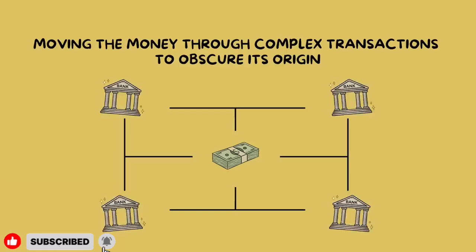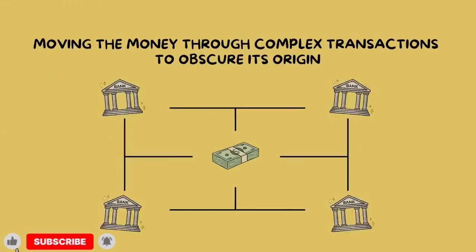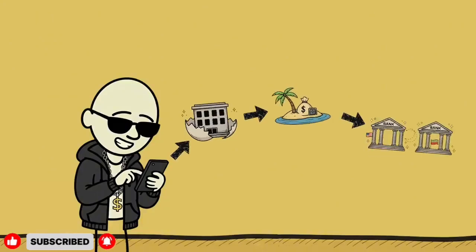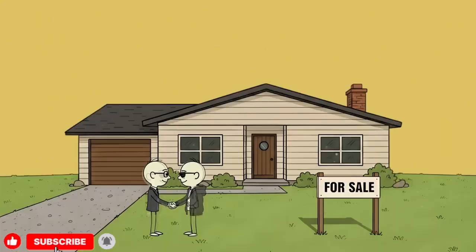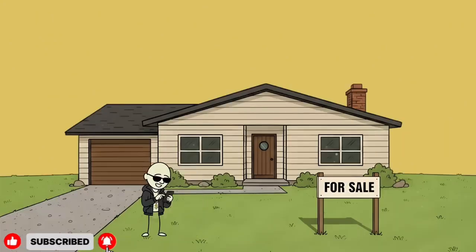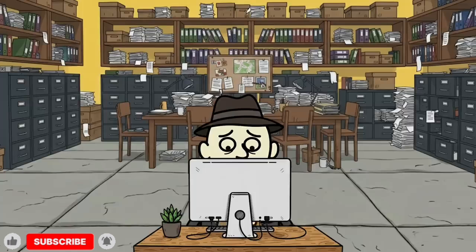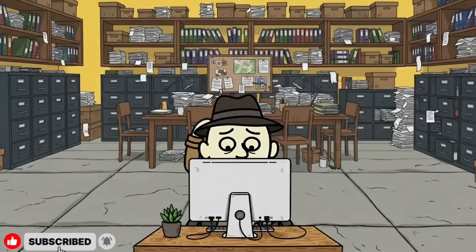Next comes layering, moving the money through complex transactions to obscure its origin. They transfer funds between shell companies, offshore accounts, or foreign banks. Buy a property in one country, sell it in another, wire the proceeds through 3 more accounts. Each transaction buries the trail deeper. Investigators lose track of where the money started because it's been sliced, moved, and reassembled dozens of times.